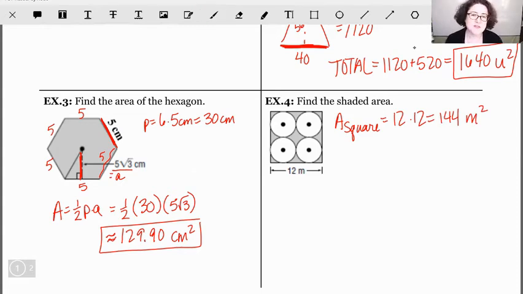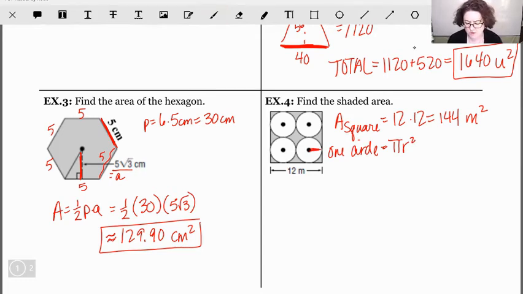And then what would I have to take away from the area of the square to just have the shaded part left over? I've got to take out those circles. So for each one of those circles, I've got to figure out the area. Well, again, go back to your formula page, and the area of one of the circles is going to be pi r squared. So as soon as we know the radius, we can find the area. So we just need one radius, one little piece. Any ideas?